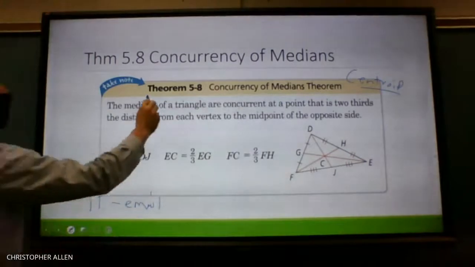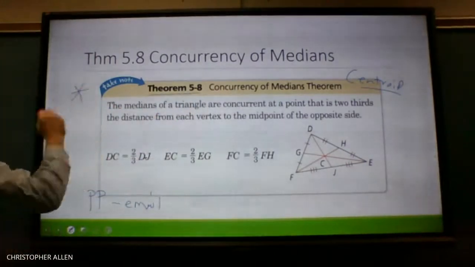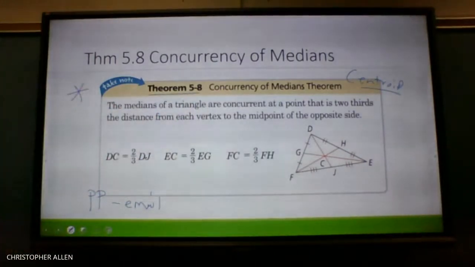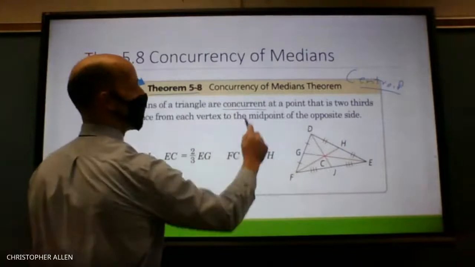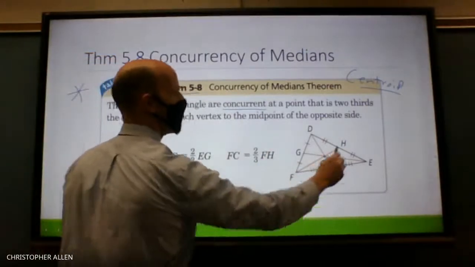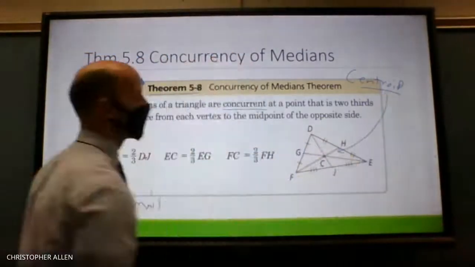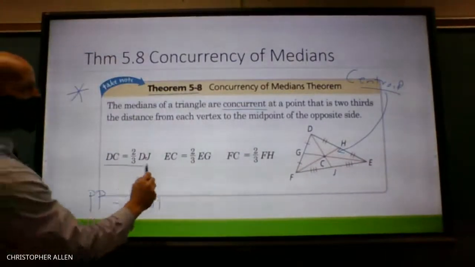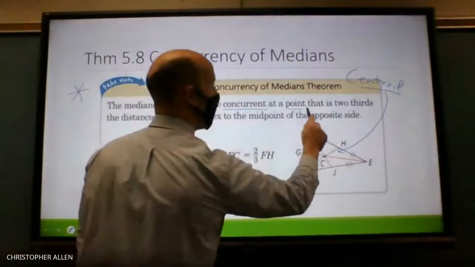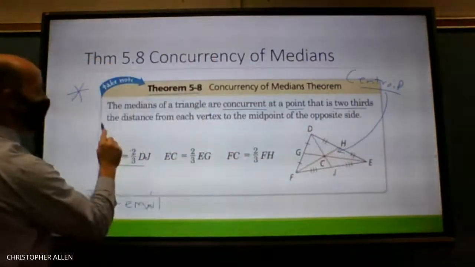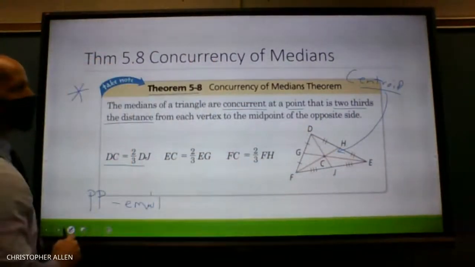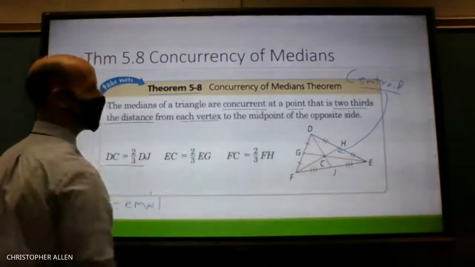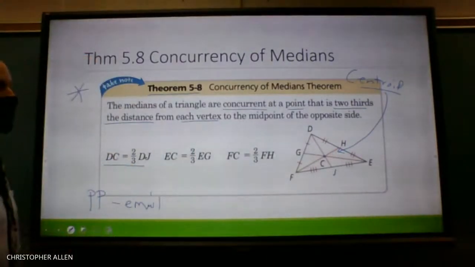So here's our first theorem today. This theorem says that the medians of the triangle are concurrent at a point. Concurrent just means that they hit at one point. And this point is called the centroid. Now, here's the thing that you've got to get. It says that the point is 2/3 the distance from each vertex to the midpoint of the opposite side.